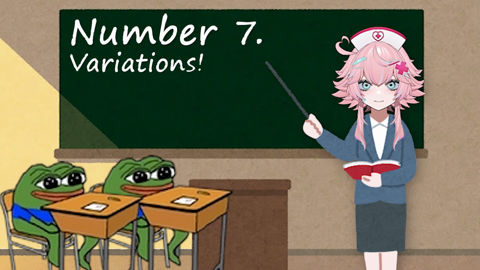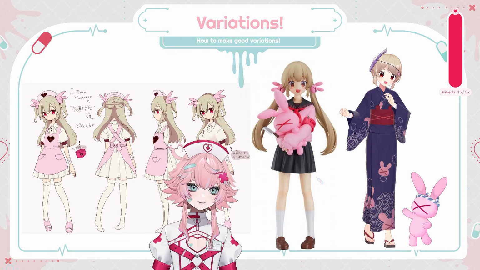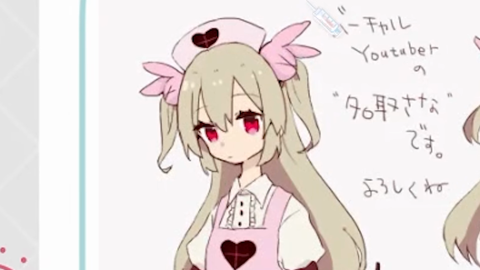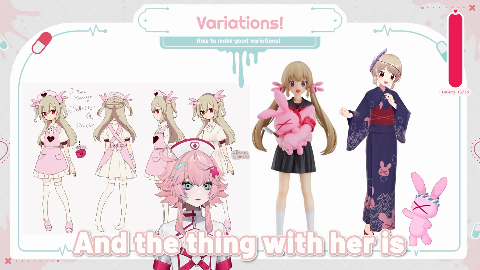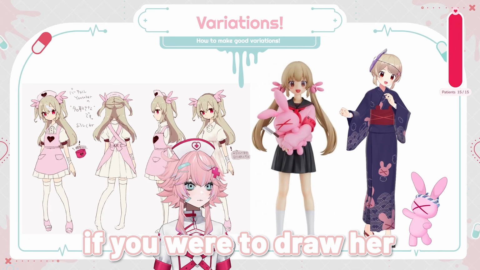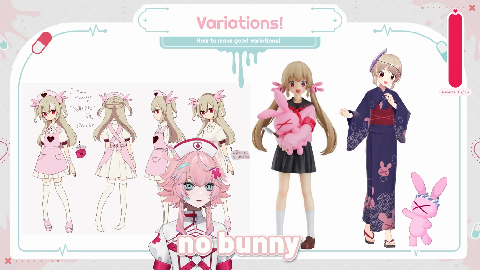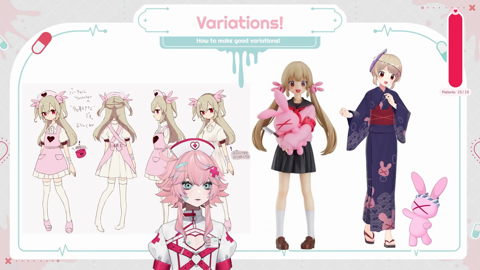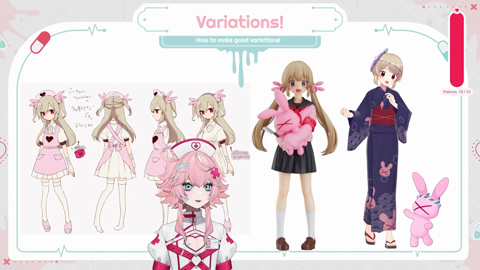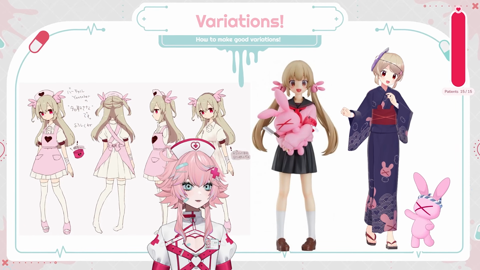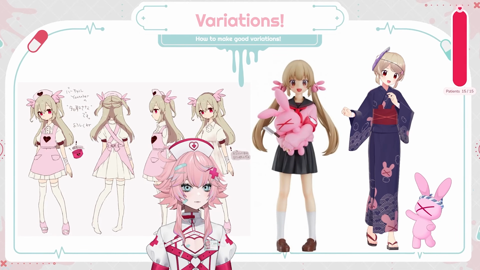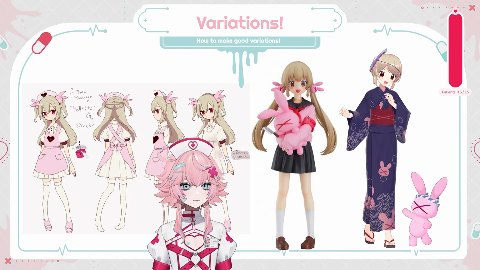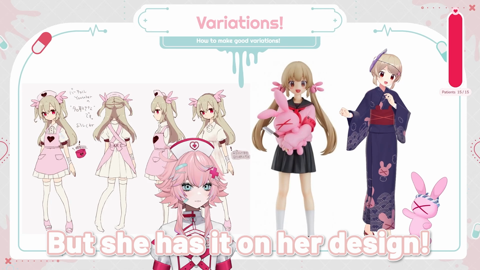And then we have variations. And again, I take Melody Sana Natalie as an example, because this is her original design, okay? She has these very iconic bunnies in her hair. And the thing with her is, if you were to draw her just naked, no bunny, you would think, okay, that's a normal blonde girl, okay? But she always keeps some sort of pink in her design. She also has the bunny ears in every iteration of her design. In every variation, she has that band thingy on both of her designs. It's not drawn on the ref for whatever reason, but she has it on her design.